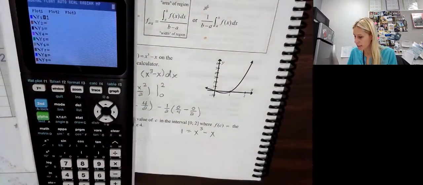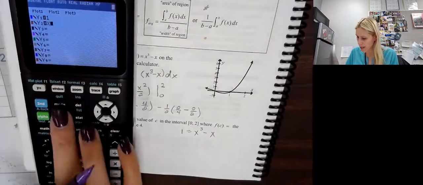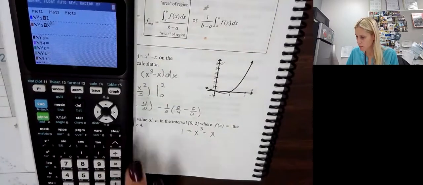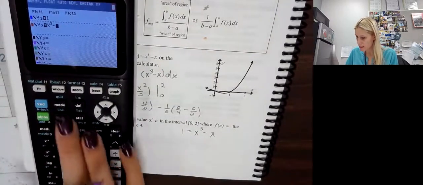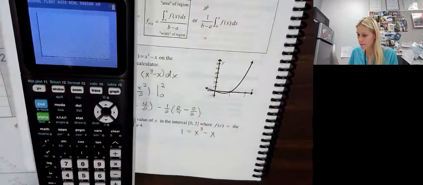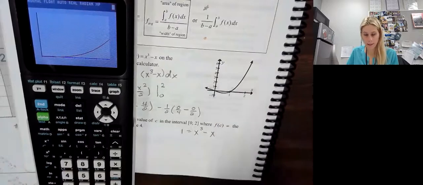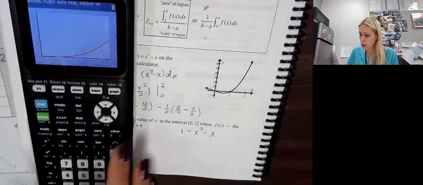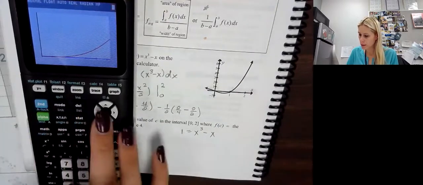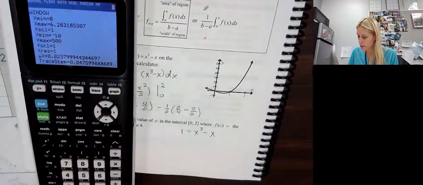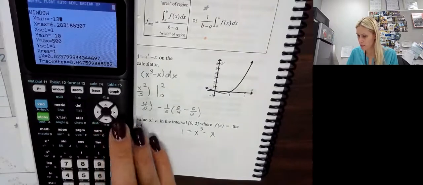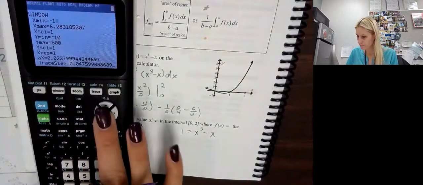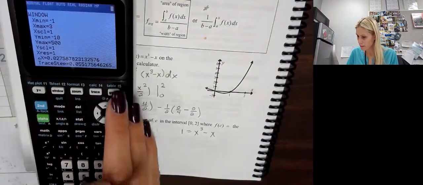Okay. So in our second equation here, we got x cubed minus x, graph it. Of course, that's the graph we see. But what we're going to do is, hold on, let me change the window. Let's go -1 to 3. No, -1 to 3. Okay, graph.